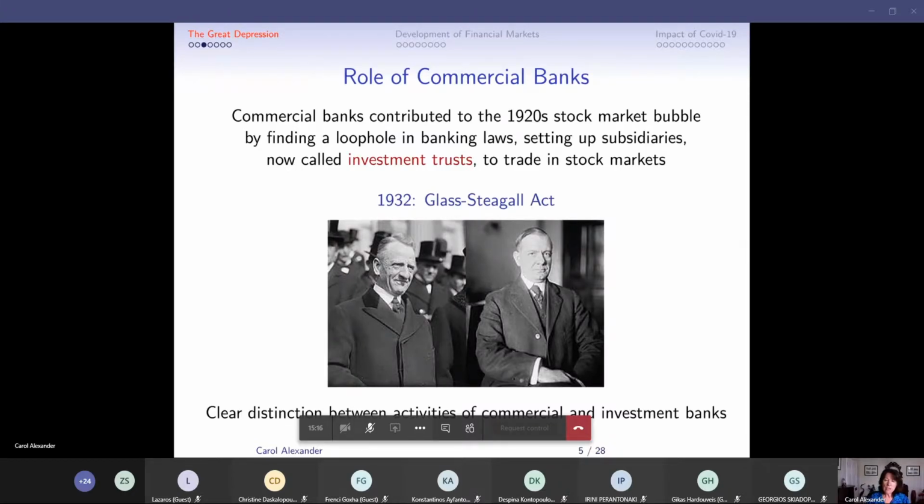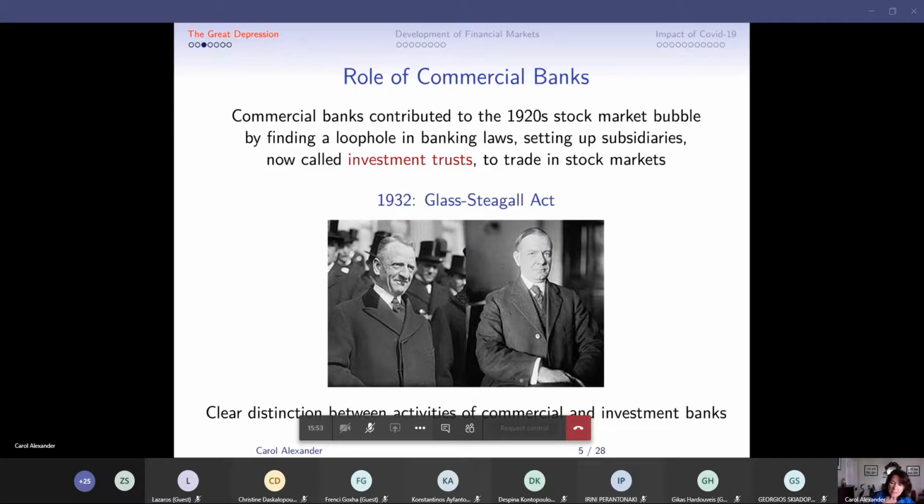Now, the role of commercial banks contributing to the 1920s stock market bubble was something that was noticed fairly soon after the crash, and these Senators Glass and Steagall, pictured here, introduced an act which prevented commercial banks getting around the banking laws, which they had done during the 1920s. They'd set up subsidiaries, now called investment trusts, to allow them to trade in stock markets, and this increased demand was one of the reasons for the stock market bubble.